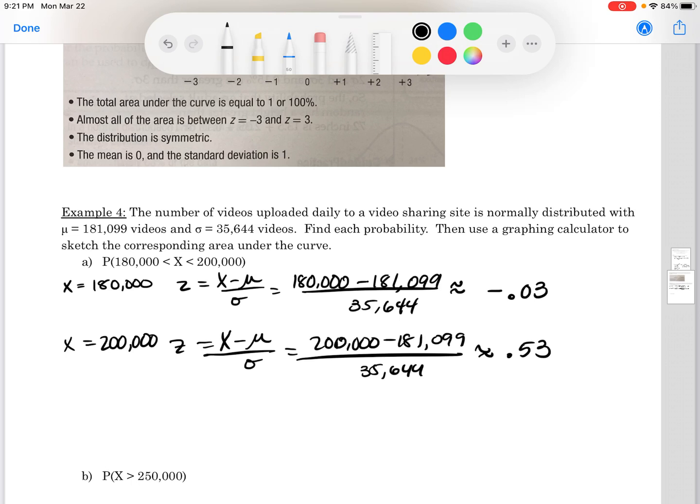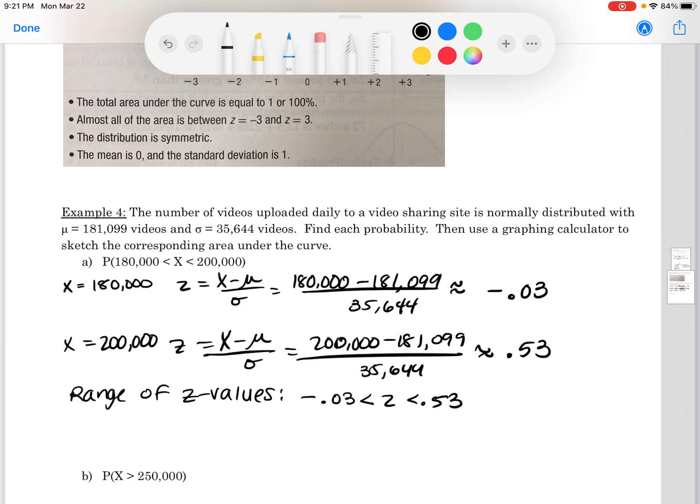So what we can say is that the range of z values, and often you're going to see these in other textbooks called z-scores, it really is interchangeable, is going to be between negative 0.03 and 0.53. All right. So from here, what we need to do is find the area under the curve.